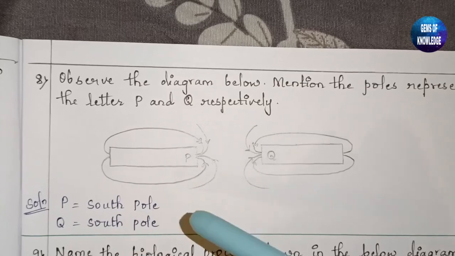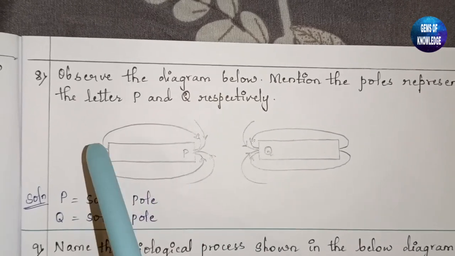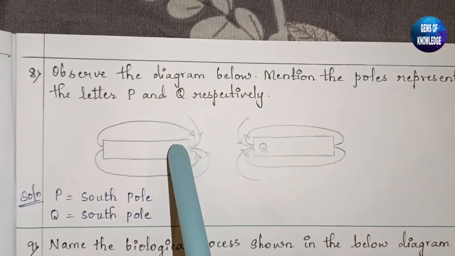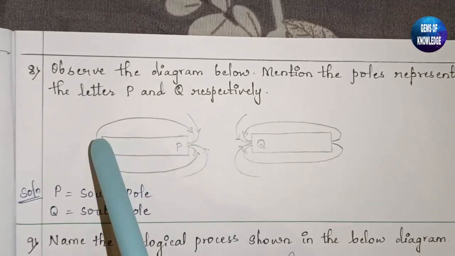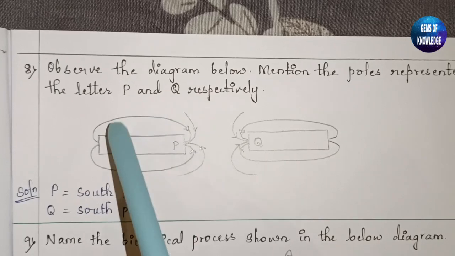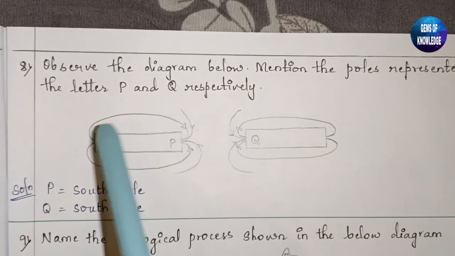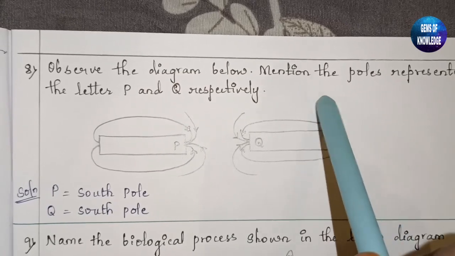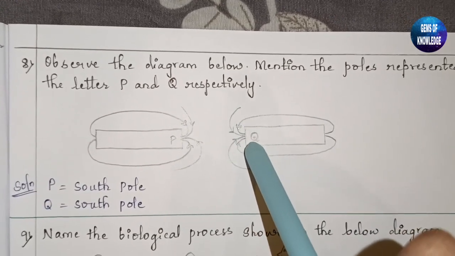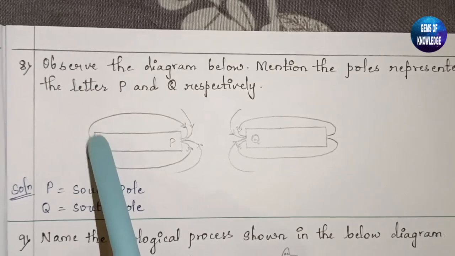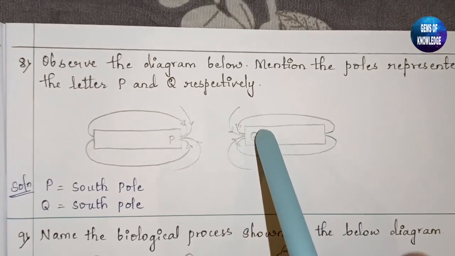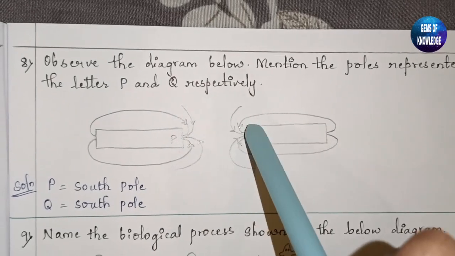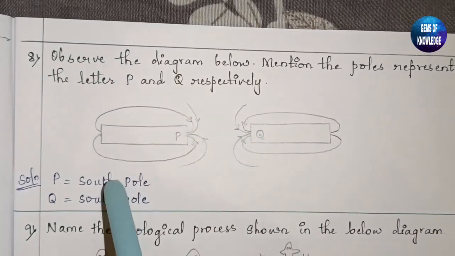Why do you need to say that it is the south pole itself? Because you can see the direction it is passing from this side, the opposite side of P. You know that magnetic field lines emerge from north to south pole. Here also they emerge from north to south pole. So the opposite sides are north, and the side which the lines are moving toward is the south pole. So both are south poles.